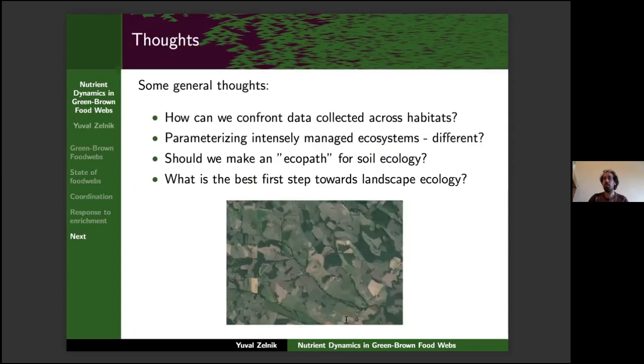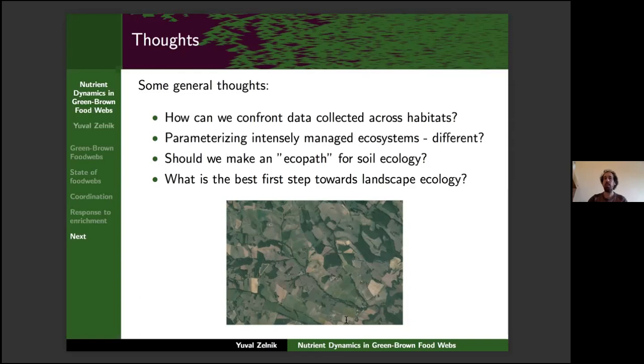And more generally, some general thoughts I have, and we can maybe discuss if that's of interest, is: how can we confront data collected across habitats? If we're talking about spatial systems, how much data do we have about what happens when you cross habitats? If you have a field next to a more natural area, or two fields of different types, how do they impact each other? I think there have been some studies on this, but I'm not quite sure how to go about getting the data, and also from a modeling perspective.